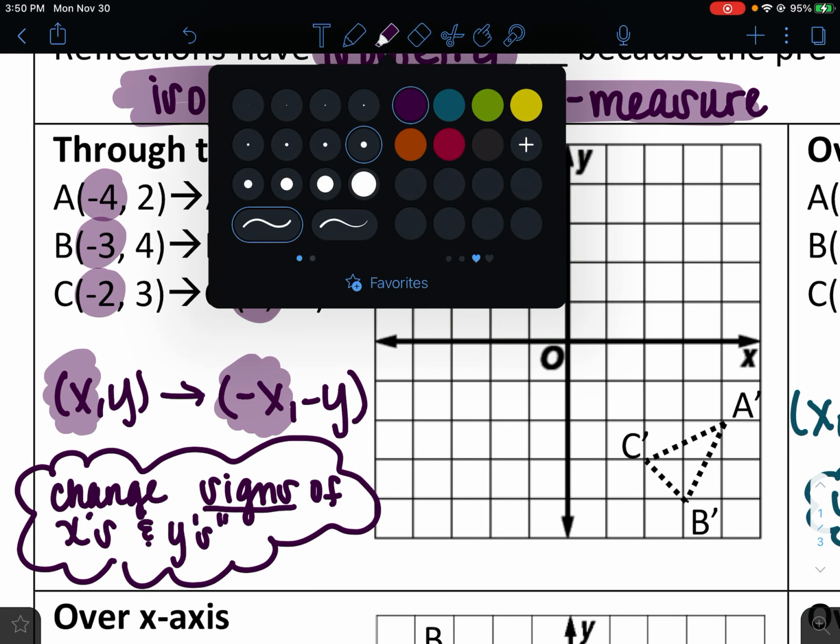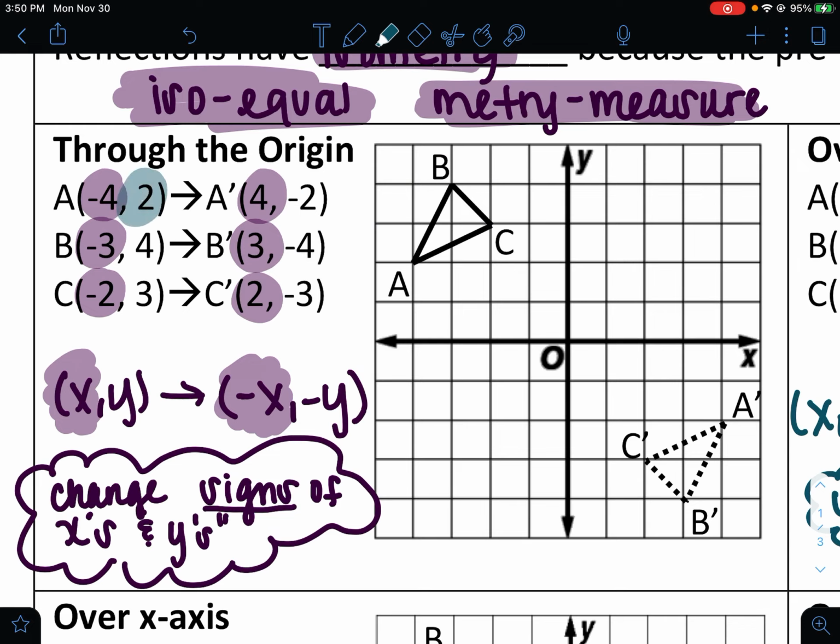Likewise, let's look at the y. The y value here was 2, then the y value here was -2. B was 4, B prime was -4, C was 3, C prime -3. As you can see, the y values also changed signs. So y was normal, and then it became opposite. The original was positive for the y's, and now the new is opposite. They're all negative. Okay? So that's what happens when you reflect through the origin.